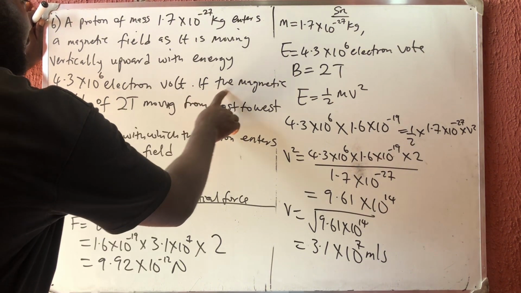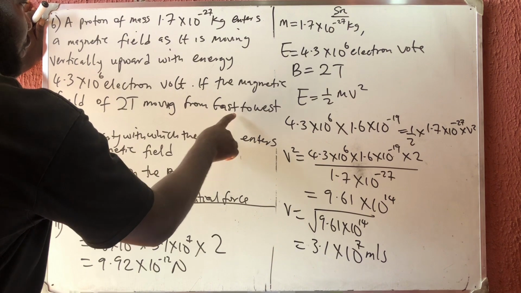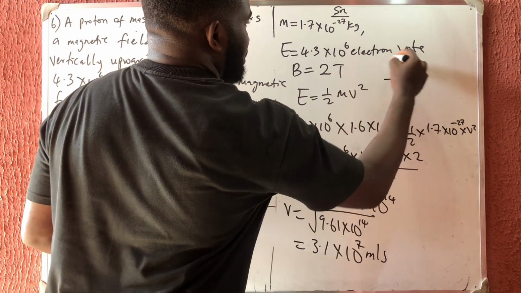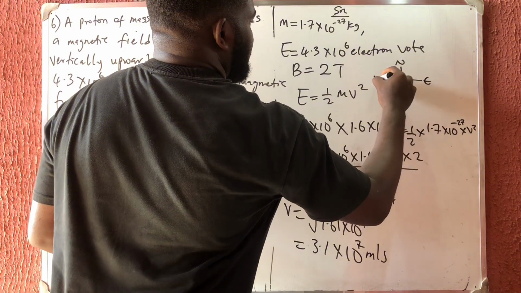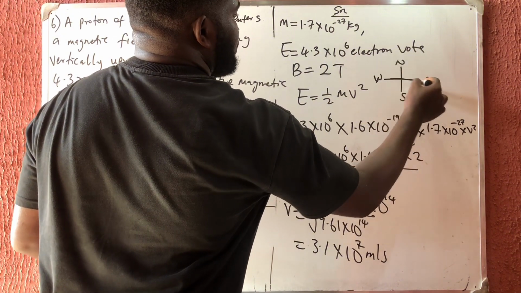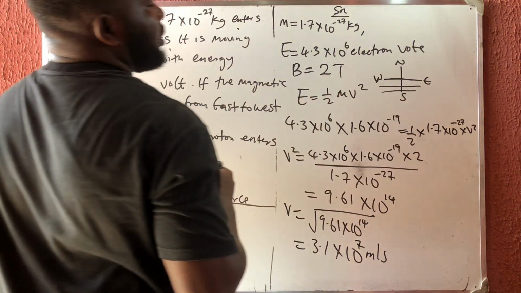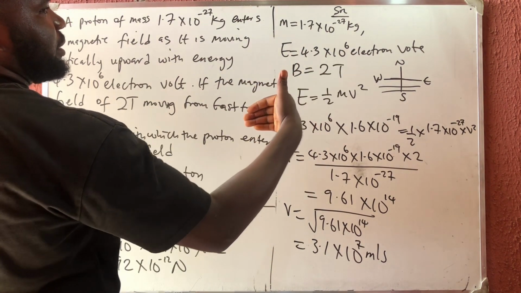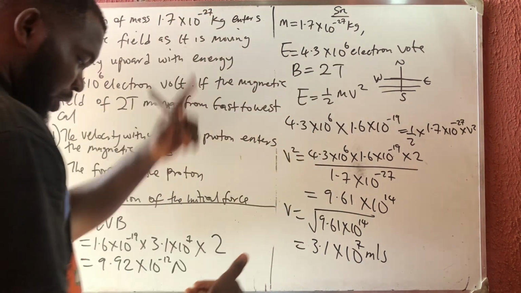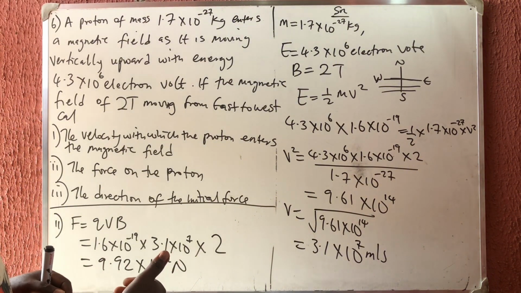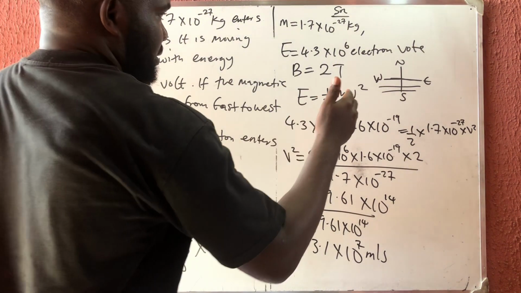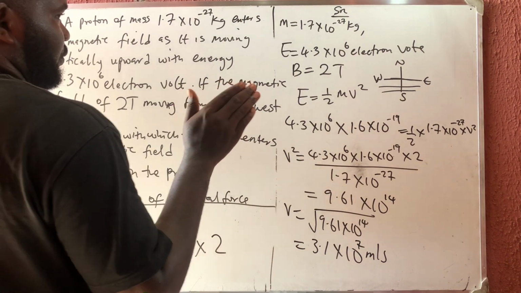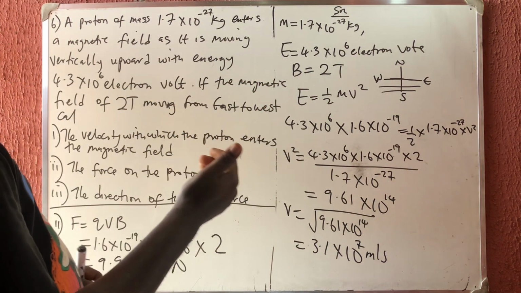Okay, sorry. They say if the magnetic field is moving from east to west, so the magnetic field is moving, this is my cardinal point: north, south, east, west. So the magnetic field is moving like this. If it is moving like this, then my current is moving upward. It's moving from east to west.